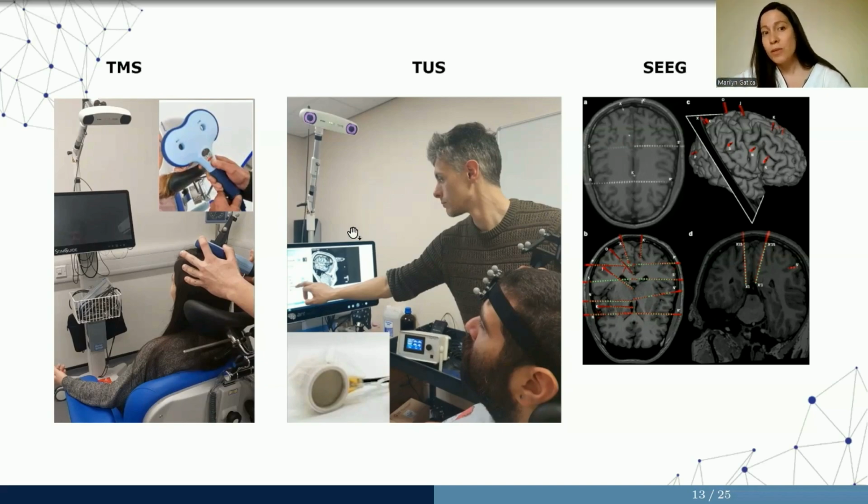And when you are moving to ultrasound stimulation, you have this device that is quite smaller, and you can target with high precision both subcortical and cortical areas. And also you can observe here in this figure, Cyril and Mohamed, who are pretending to do this experiment for you.